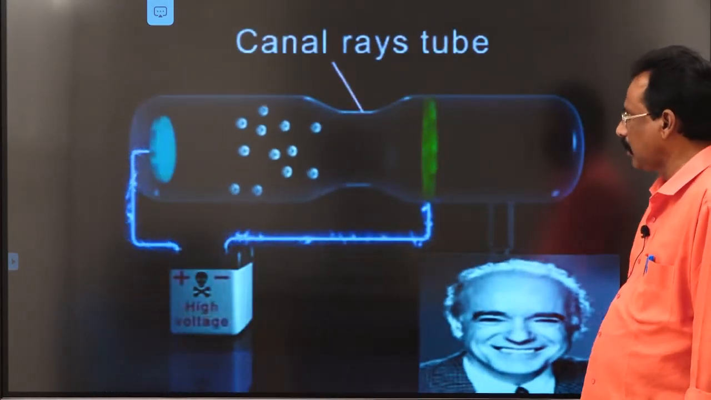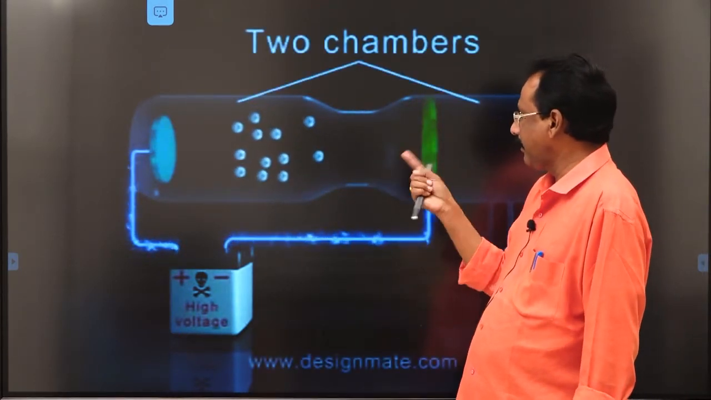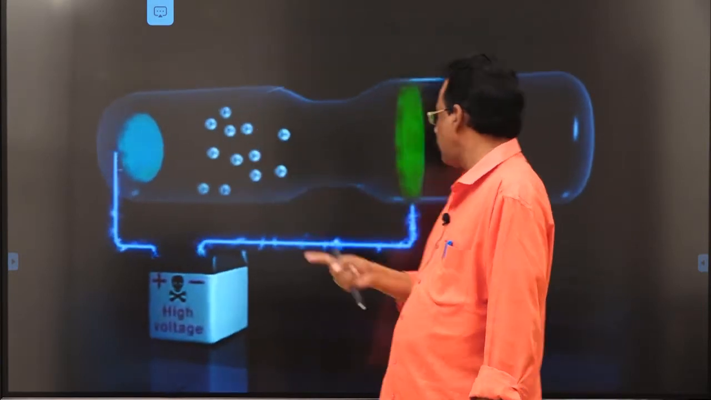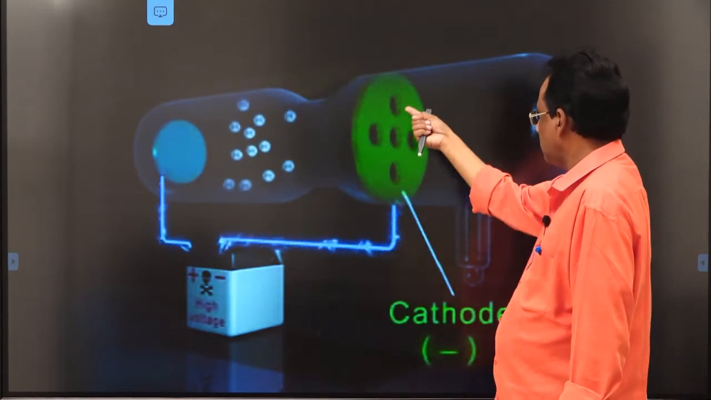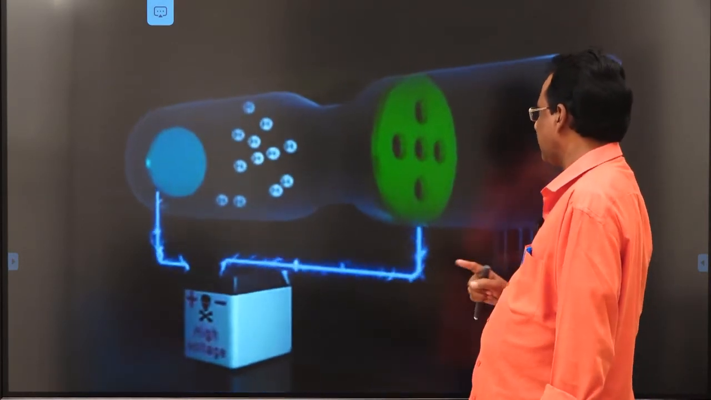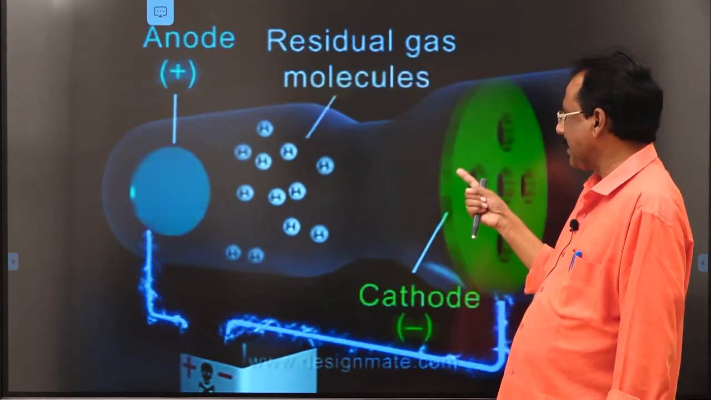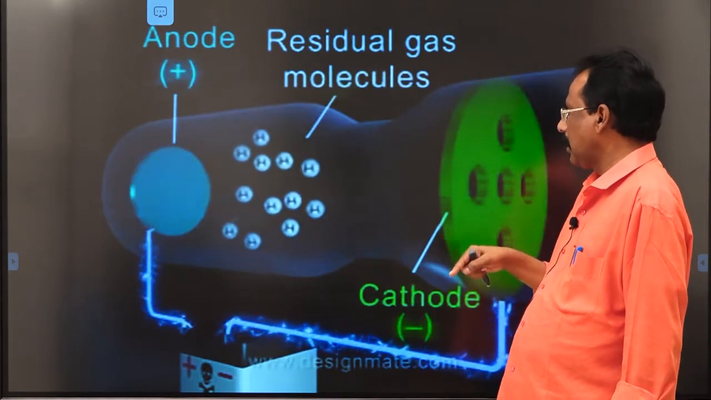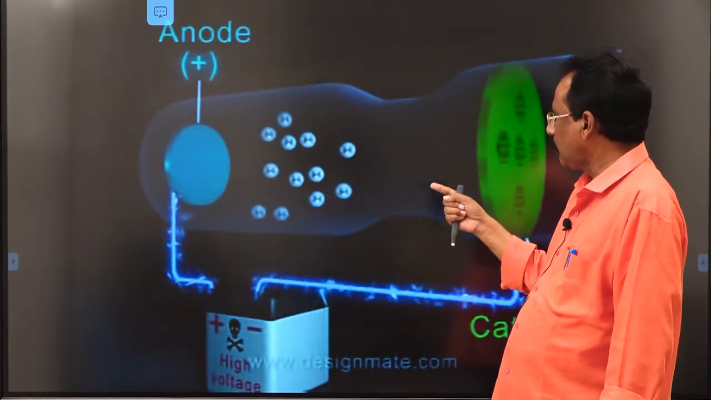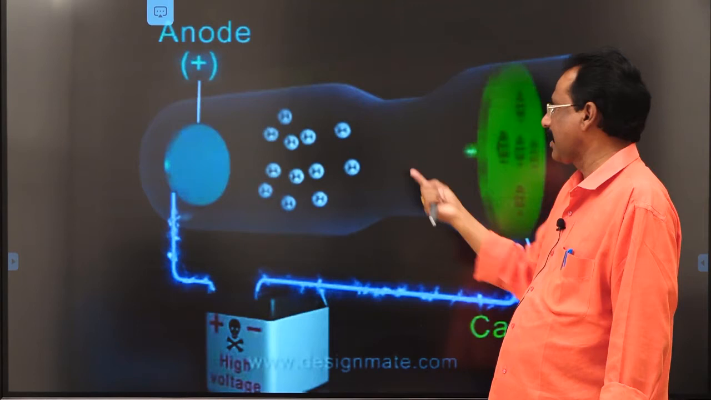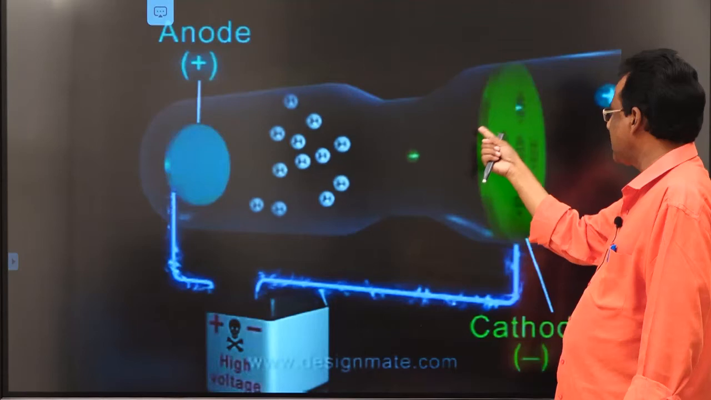This is the photograph of Goldstein. Now this is anode. Cathode is having negative charge, anode is having positive charge. Now this is perforated cathode, there are holes in this cathode. Now this is hydrogen gas. Hydrogen gas contains hydrogen molecules. When hydrogen gas is subjected to electrical discharge, hydrogen molecules split into hydrogen atoms. Now the hydrogen atoms are converted into H plus ions.